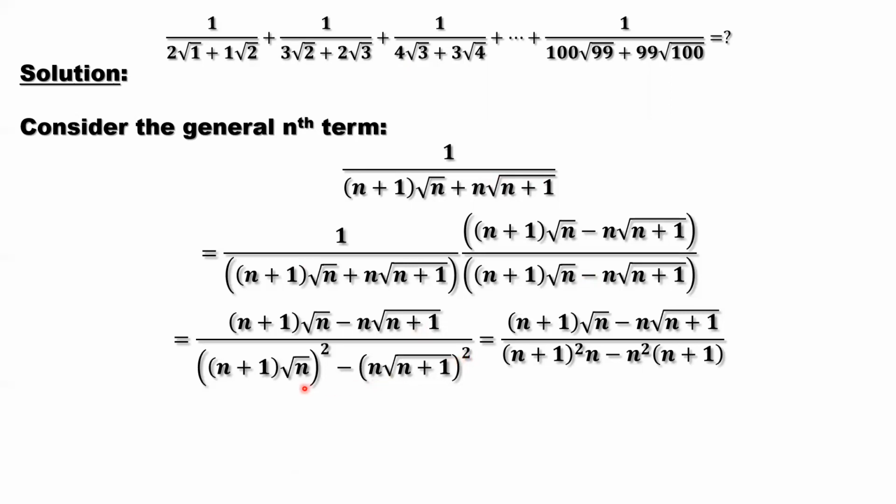Simplify the denominator. Distribute the power 2 to the first term, that's n plus 1 squared, and square root and the power 2 cancel each other. You have n here. The minus to 2 put here, that's n squared, and square root and the 2 here cancel each other. You have n plus 1.